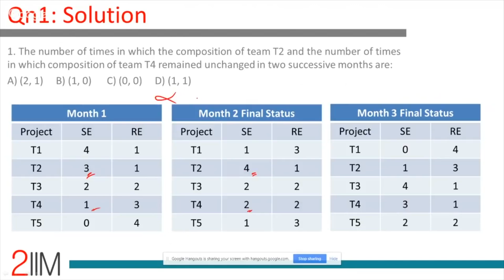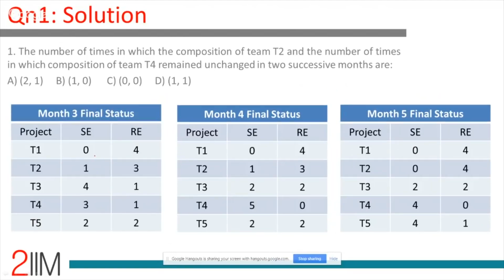Both have changed, is not counted. T2, month 2 to month 3, 4-1, 1-3, definitely change. 2-2, 3-1, definitely change. No, they're not remaining unchanged. Month 3 to 4, 1-3 stays as 1-3, brilliant. T2, there is one unchanged here. 3-1 becomes 5-0, change. 1-3 becomes 0-4, change. 5-0 becomes 4-0, there is a change, so we won't count it.